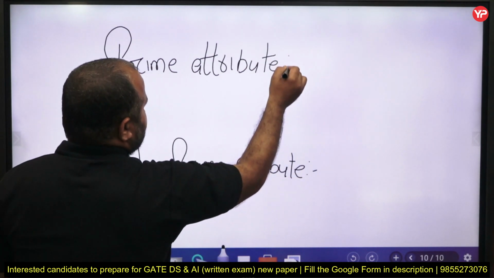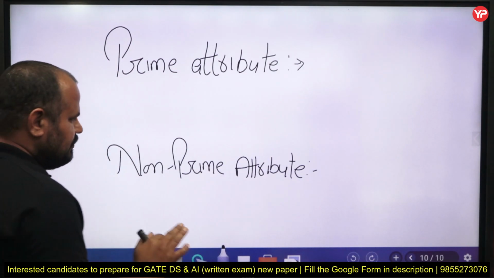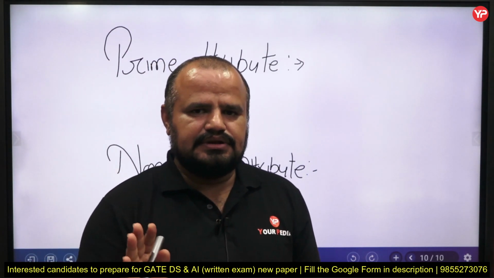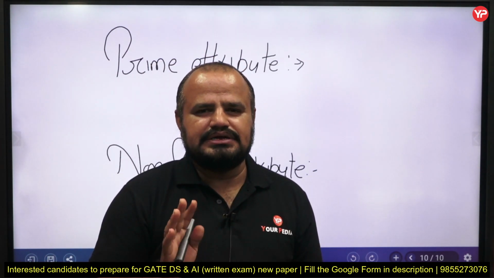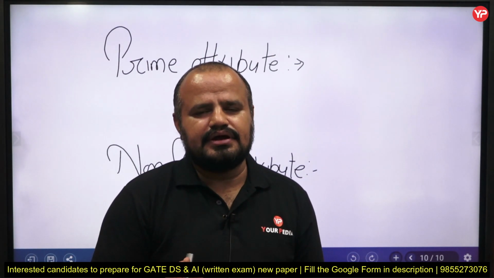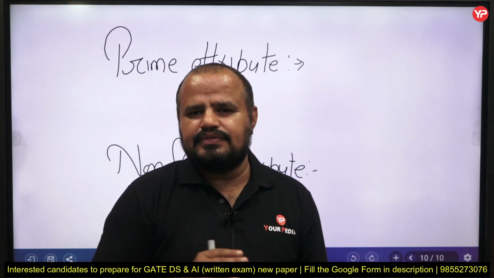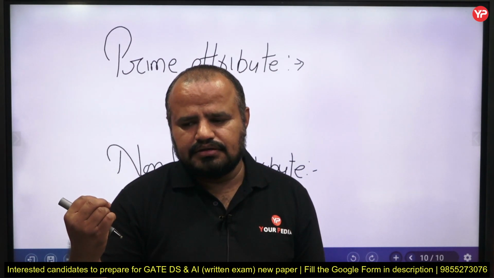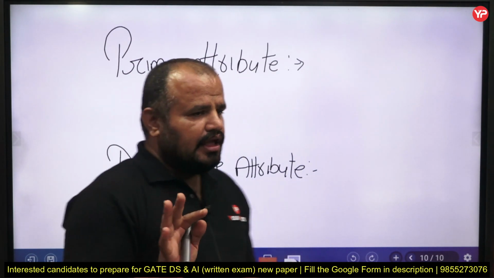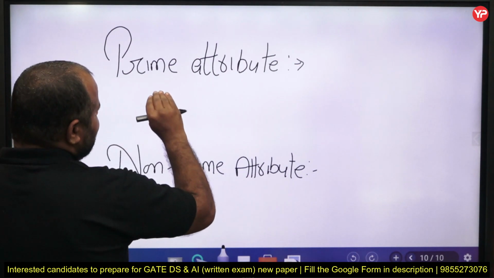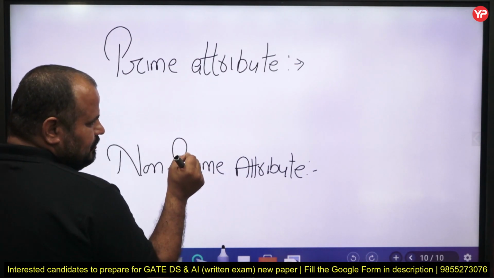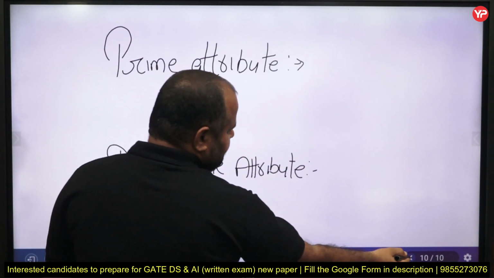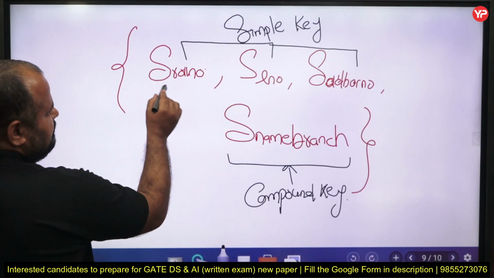See my dear students, what is prime attribute? We know that I have a table with too many attributes. Suppose like S roll number, S name, S branch, S gender, S license number, S Aadhaar card number, and then S marks, then S address, then S fee or whatever it may be. Out of these, if I am talking about prime attribute, it is an attribute which participates in making the key.